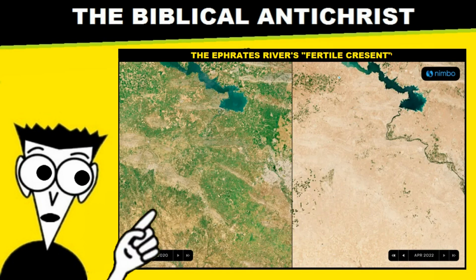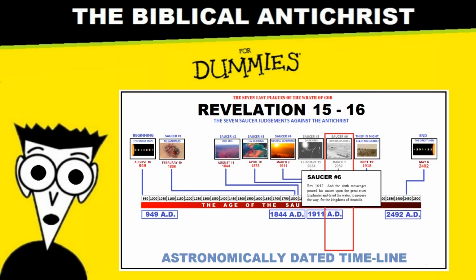This obviously would not be happening if there were no Antichrist in the earth, because this is another judgment against the Antichrist. And we were able to astronomically date the 6th saucer to the year 2052.